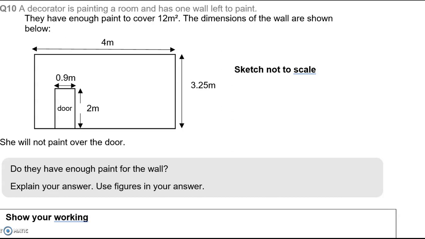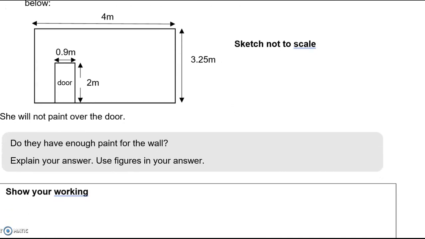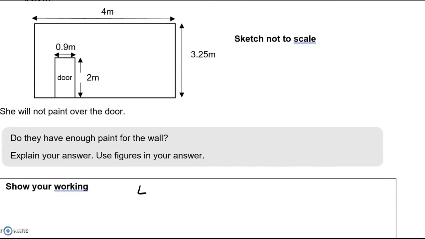There are different ways you could work this out, and you could split that shape into smaller shapes. But what I'm going to do is work out the total area including the door and then take away the door, because that's going to be the simplest one. So we've got dimensions of 4 meters by 3.25 meters to give us the whole area. We're going to multiply them.